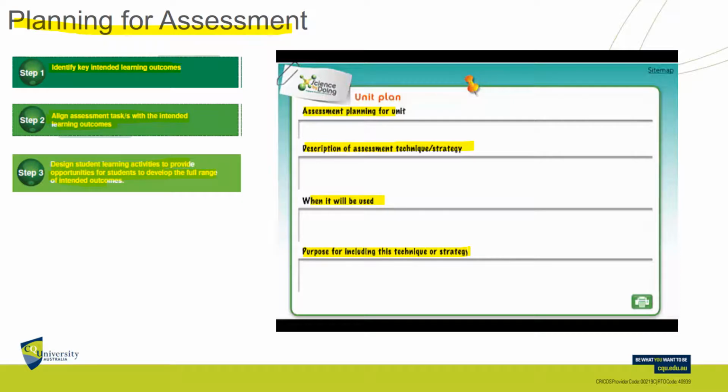So some people said, do I need to do a lesson plan? Well, the answer is no. We are much more interested in this assessment task in your assessment planning. So what are you looking at for the unit? What is the assessment technique or strategy you're going to use? When will you use it? And the purpose for including it in your strategy. So in assessment task number 1, identify the misconception. Link your assessment techniques and strategy to your teaching, and then design activities that are going to bring these to life. Okay, that is assessment task number 1.